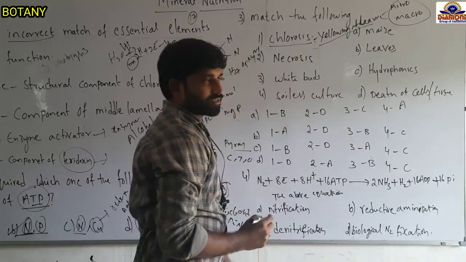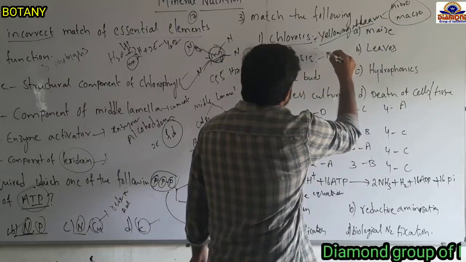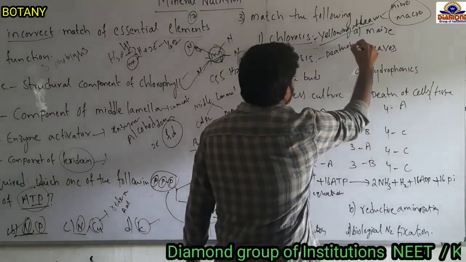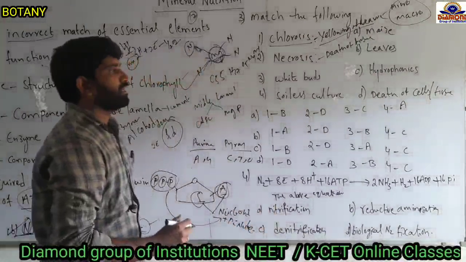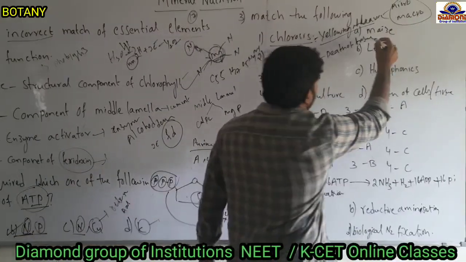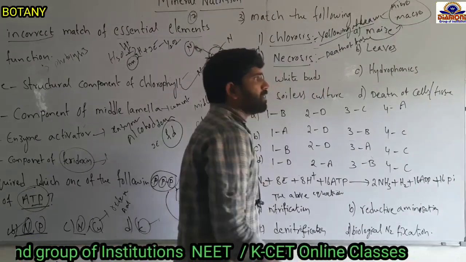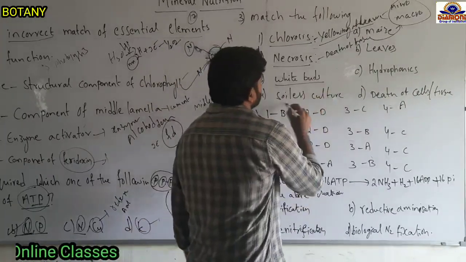And necrosis. Necrosis is also a disease. It's called death of tissue, death of tissue at the net region. So that is called necrosis disease. It is also caused by the deficiency of micro and macro elements. And now you see white birds and soilless culture.